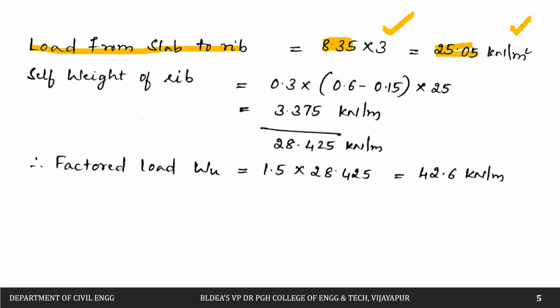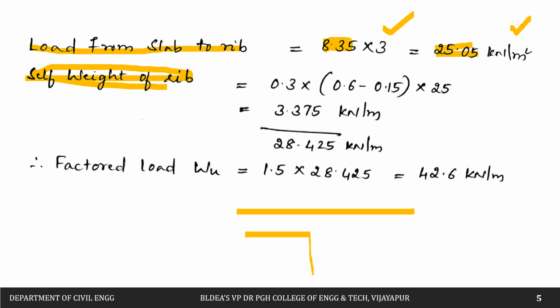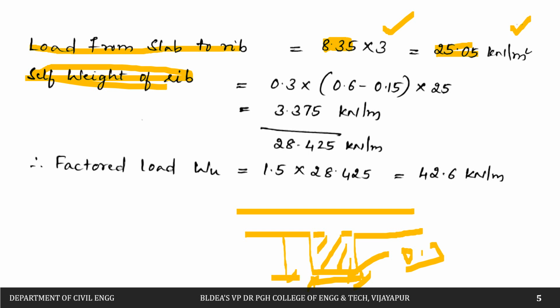Then next let us calculate the self weight of the rib. For example if this is the rib we have, we have to calculate its self weight now. Its width is 0.3, multiplied by the depth. So we have 0.3, that is the width. Then next comes the depth.